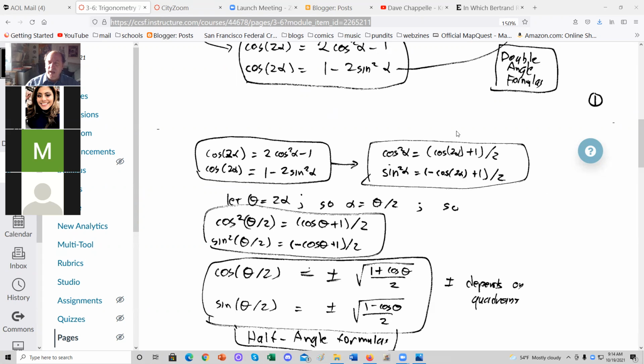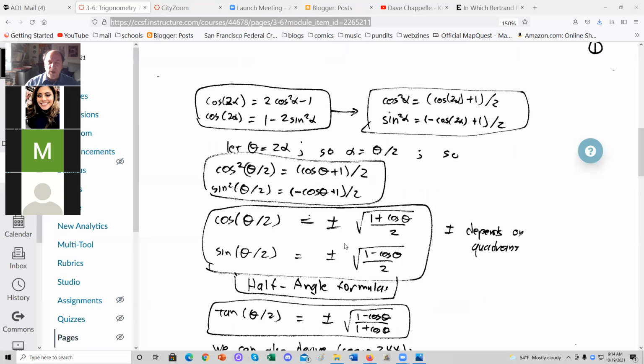Now, let's call this 2 alpha, let's call that theta, so that alpha is half of theta. So cos squared of half theta equals cosine theta plus 1 over 2, and sine squared theta over 2 equals negative cos theta plus 1 all over 2. For the next step, I'm going to flip the order, put the 1 plus in front of each of these, and then take a square root. So cosine of theta over 2 is plus or minus the square root of 1 plus cos theta over 2. And sine of theta over 2 equals plus or minus the square root of 1 minus cosine theta over 2.